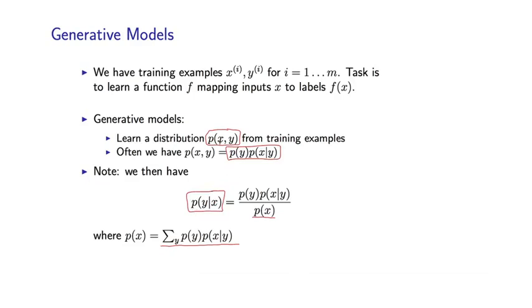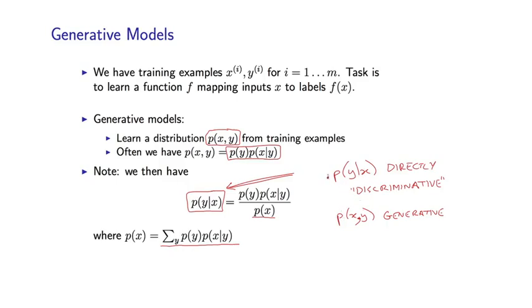So there's actually a lot of back and forth between these two model types. Estimating p of y given x directly is often referred to as a discriminative model, and we will actually see a lot of discriminative models later in the course. P of x and y is often referred to as a generative model, and that is what we're going to see in this lecture. There are pros and cons of these two model types. There's a lot of very interesting research in both of these areas and a lot of back and forth between these two model types.